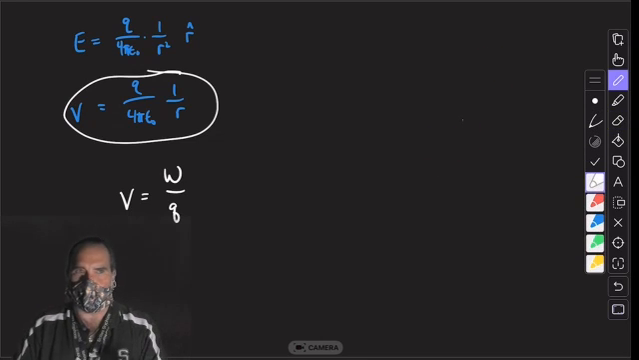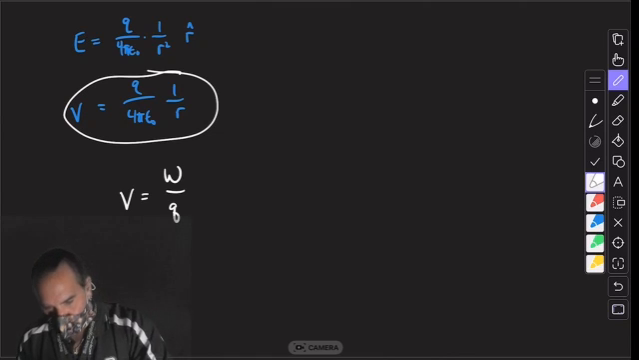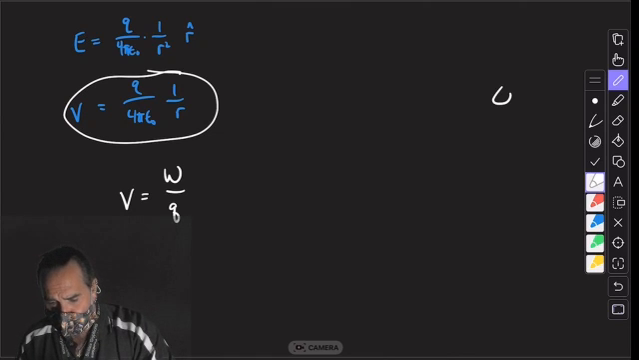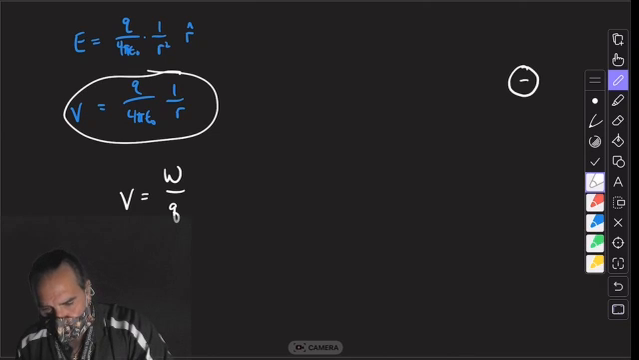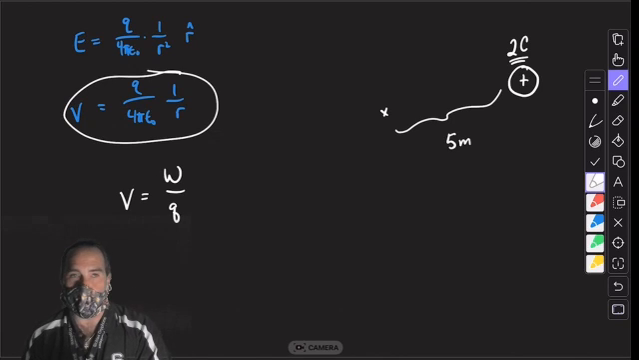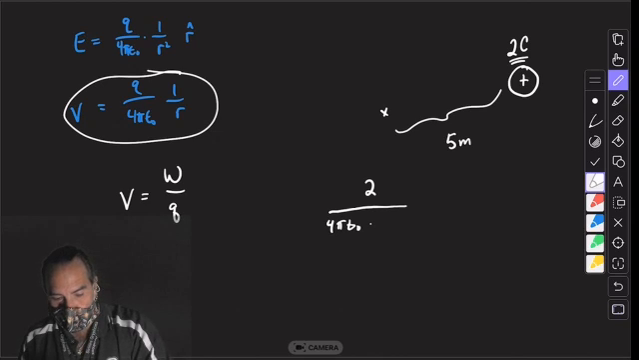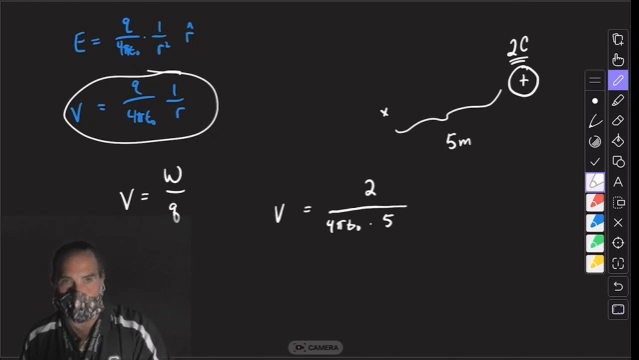There's something else about this that I think is important that it's kind of being lost. And there is a fragility to this that I don't want to leave out. Let's make this less nuanced. If I have a charge here of 2 coulombs and I want the electric potential 5 meters away, we can get a numerical answer to this. And it would be 2 divided by 4 pi epsilon naught times 5. This would be the electric potential at that location.